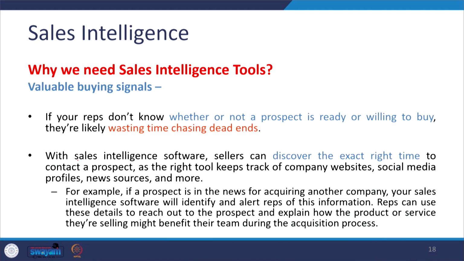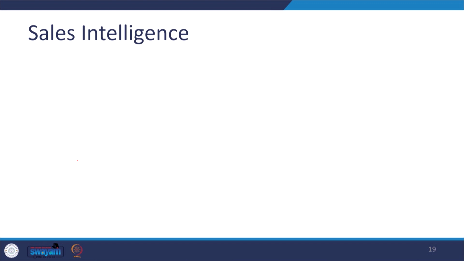With sales intelligence software, sellers can discover the exact right time to contact a prospect, as the tool keeps track of company websites, social media profiles, news sources, and more. For example, if a prospect is in the news for acquiring another company, your sales intelligence software will identify and alert representatives of this new information. Your sales reps can now use these details to reach out to the prospect and explain how the product or service they are selling might benefit them during their acquisition process.